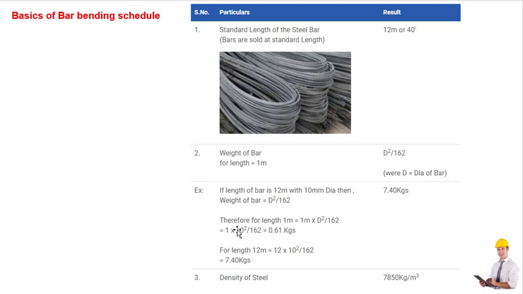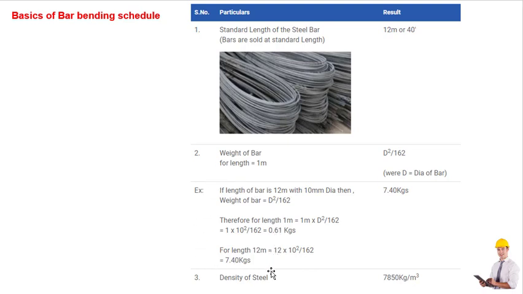This is the unit weight, right? Unit weight means this is the weight of 1 meter length, only 1 meter length of that 10 bar. But in the example, they have asked us to find the weight of a 12-meter bar. So we need to multiply that 12 with this unit weight, which is 0.61 kgs. By multiplying that, we will get the total weight of the 12-meter bar of 10 diameter, which is 7.4 kgs. Got it? So this was an example of how to find the weight of a bar.